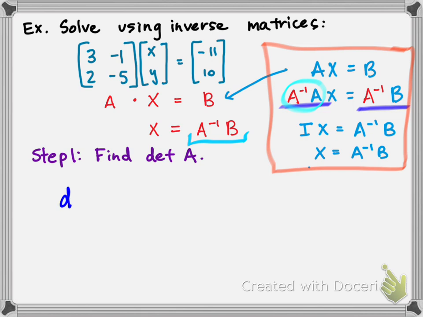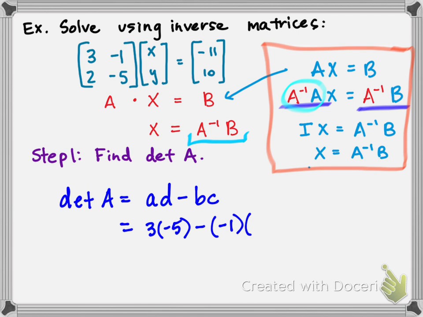Remember, your formula for the determinant of A was the multiplication of the diagonals, AD minus BC. In this case, we would take 3 times negative 5, and subtract the multiplication of negative 1 times 2. That's going to give you negative 15 plus 2, which equals negative 13. So the determinant of A is negative 13. That's helpful for our inverse equation.